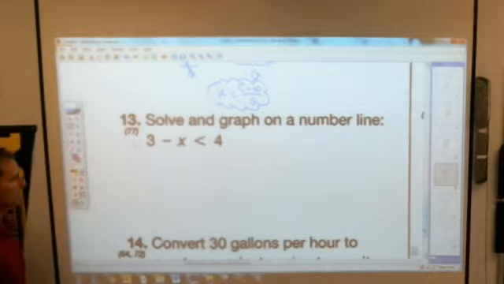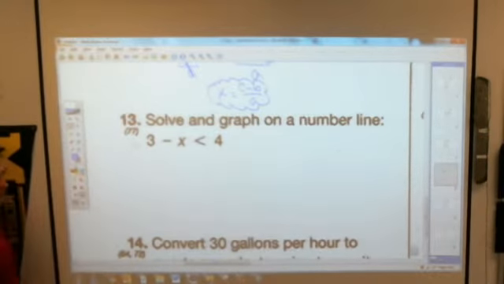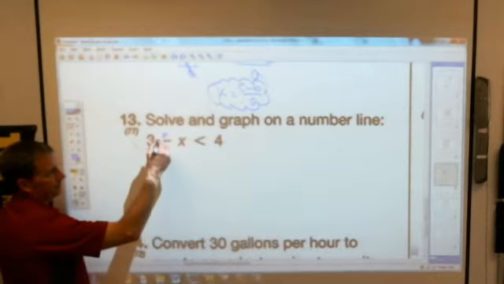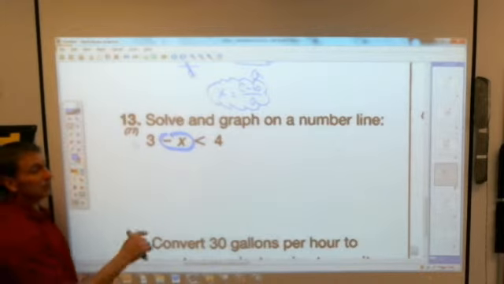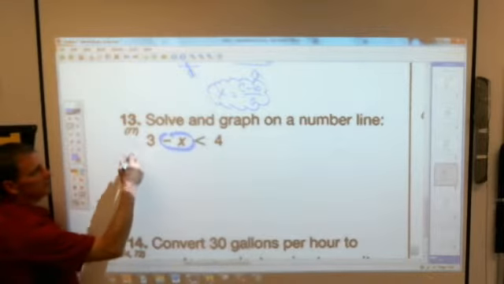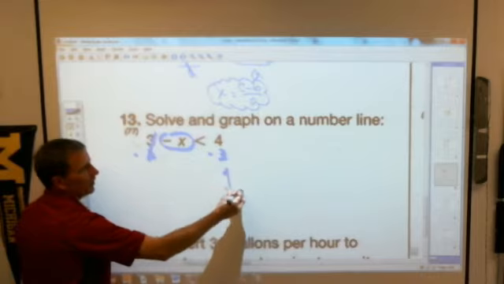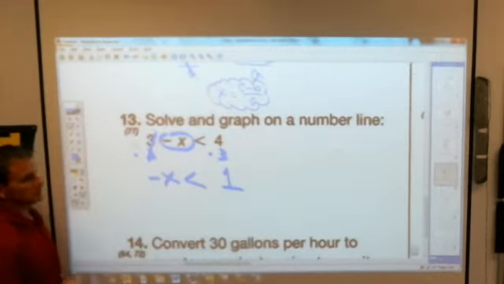13, solve and graph on a number line. Anybody know what I'm going to tell you to watch out for when you see inequalities? This is a problem. That negative x means at the end you're going to flip it to its opposite and that sign's going to change. But before you do that, let's solve for it. So we subtract 3 to get rid of the 3. Subtract 3, you get 1. I now have a negative x is less than 1.